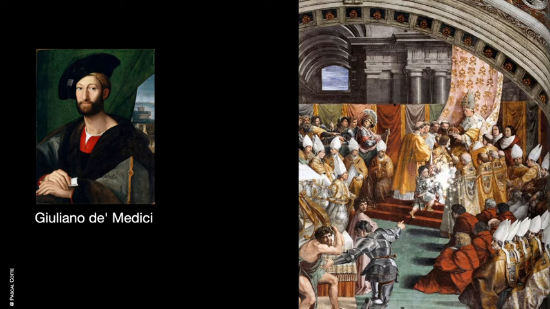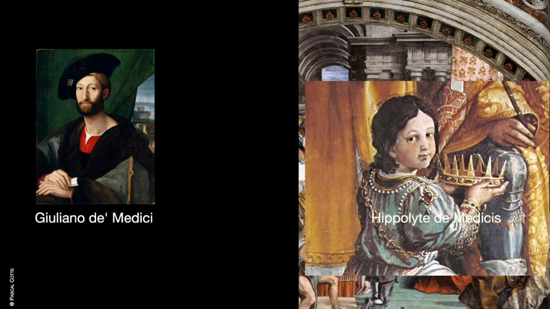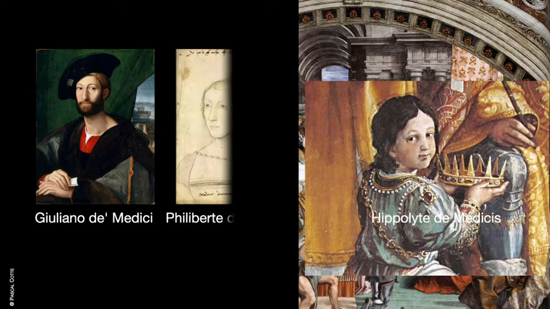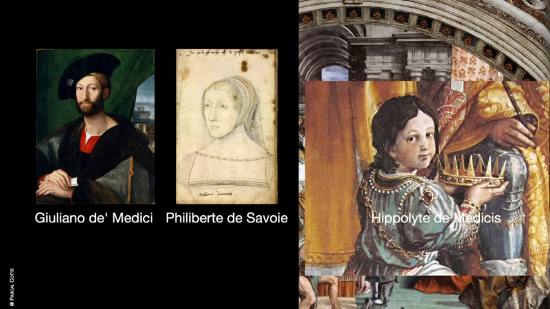In 1513, Giuliano had a son who was only 3 years old, Hippolyte, shown here in this painting. The child had no mother, who died in childbirth. In January 1514, Giuliano had to leave for France to marry a cousin of Francis I, Philibert de Savoie. The child remained alone in the Vatican.